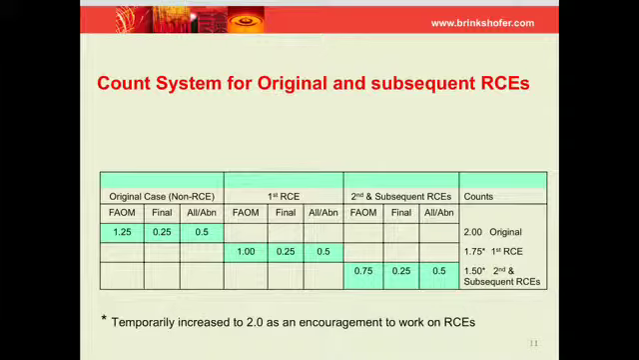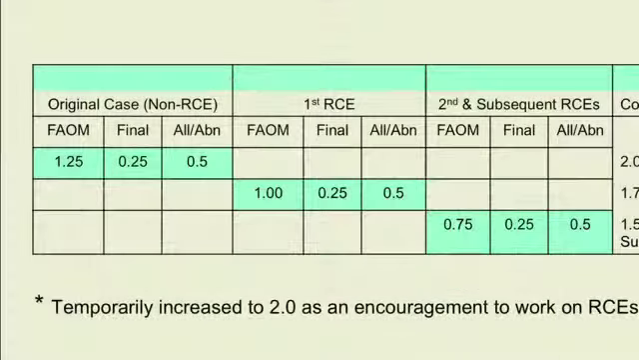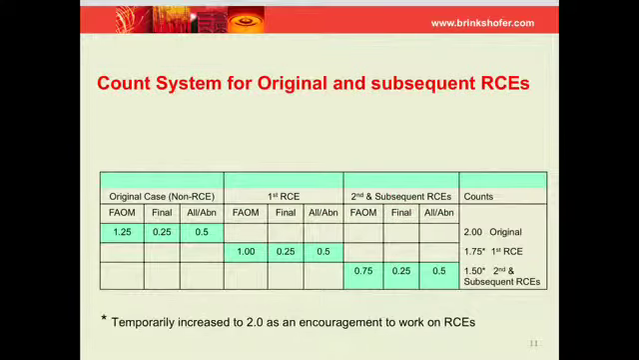Let's focus on the left side of the figure where we have the original case. And again, for the first action on the merits, the examiner is given 1.25 credits. Now, in an originally filed case, this is the first utility filing in this application. The examiner is obviously given that credit.